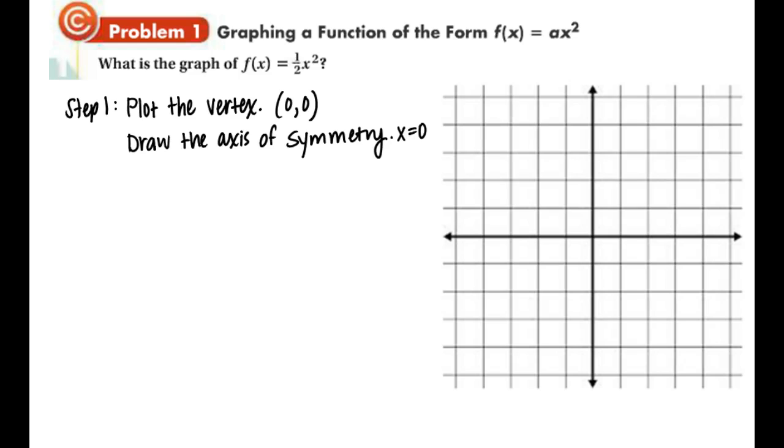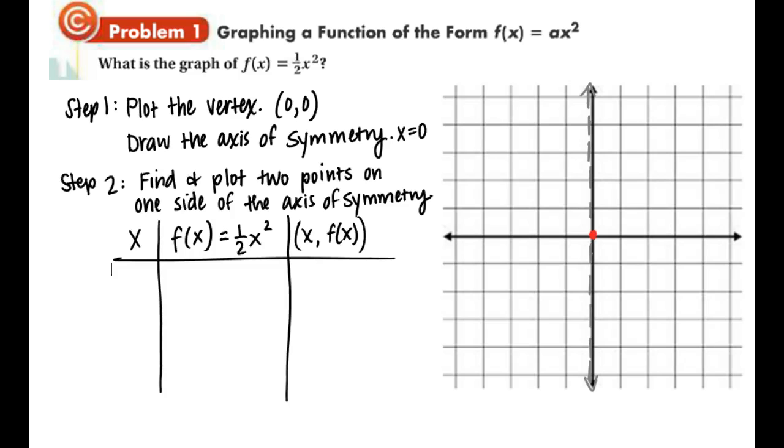In example 1, we're going to learn how to graph a function of the form f of x equals ax squared. So it's going to be the parent function, and it's just going to have either a stretch or compression because we have that number in front multiplying the x squared. So step 1, we want to plot the vertex. And we know the vertex is at the origin because there's no other values after the x squared. So let's plot the vertex and also draw the axis of symmetry, which is the equation x equals 0, or the y-axis.